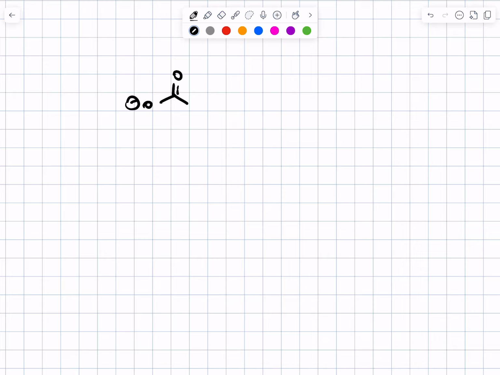We'll draw the 16 carbon fatty acid again. 2, 4, 6, 8, 10, 12, 14, 16. We're going to draw it in the form in which it would exist at physiological pH, or pH 7. The carboxylic acid with a pKa of 4 is going to lose its proton.